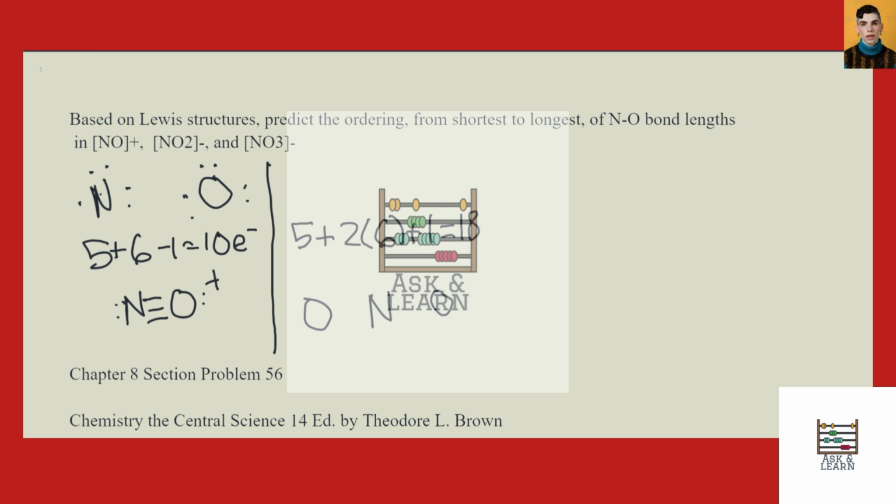So nitrogen wants 5, and oxygen wants 6. So one of these will have a double bond and the other will have a single bond. And then filling up all of the electrons, this will make 18 electrons. And if I count them out explicitly, 2, 4, 6, 8, 10, 12, 14, 16, 18. So there's 18 valence electrons in NO2-.